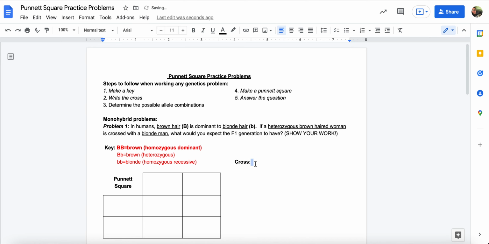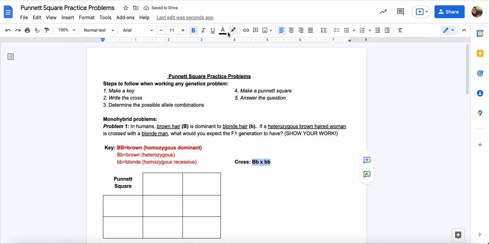Now we need to do the cross. The cross is going to be from the problem. So it's going to show us in the problem a heterozygous brown-haired woman. Now heterozygous, the only possible combination is capital lowercase. So we're going to do capital lowercase. And we're going to cross that with a blonde man. So blonde, the only possible genotype is 2 lowercase b's.